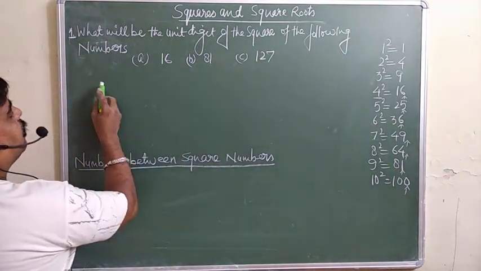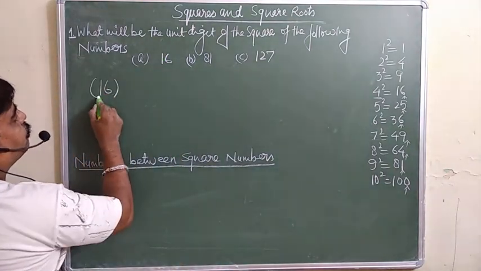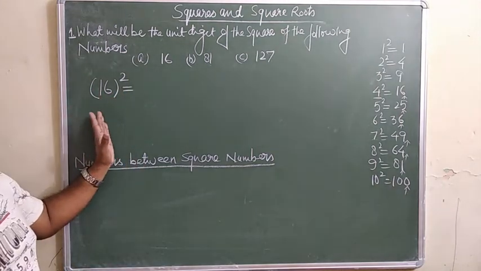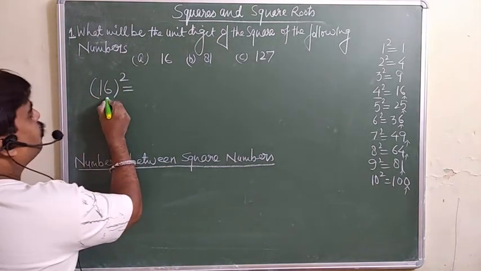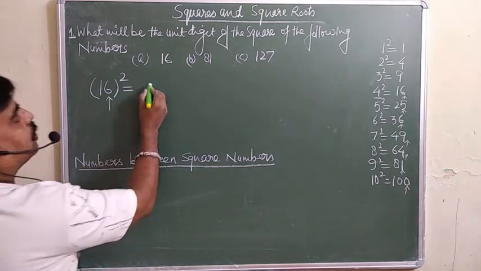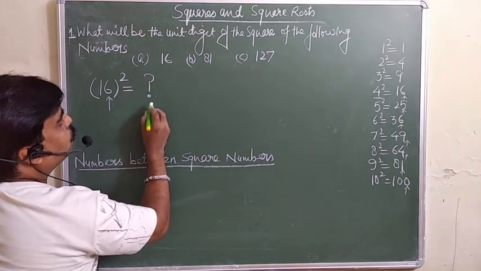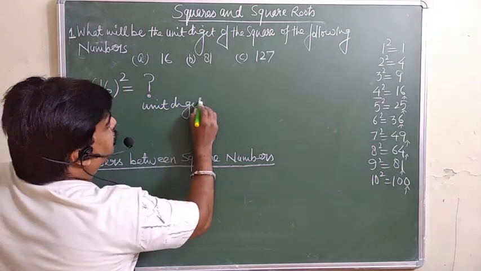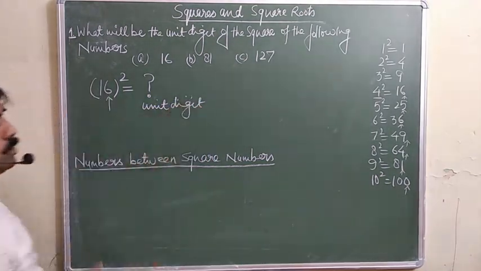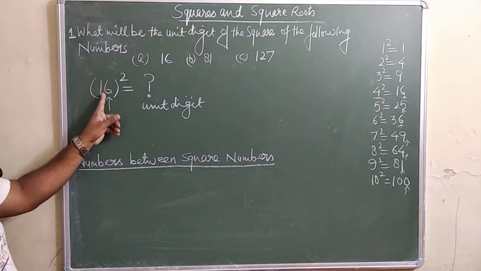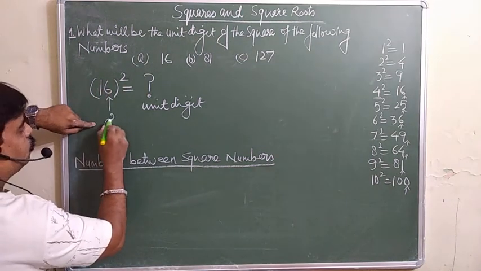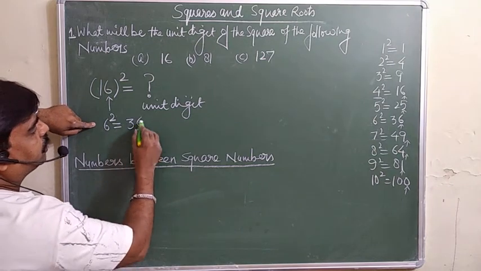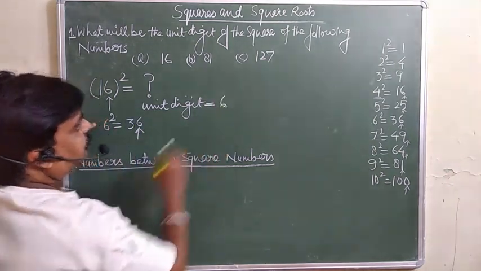Now the question is, we are not worried about what the square will come to. We want to know that if you do the square of this number, whatever number comes, what its unit digit will be. For that, a simple method: take the unit digit and square it. Just do the square of 6, that is 36. So your unit digit will be 6.